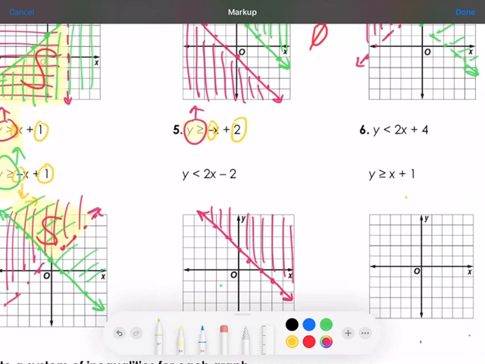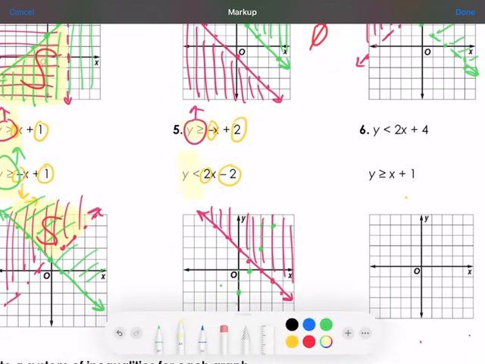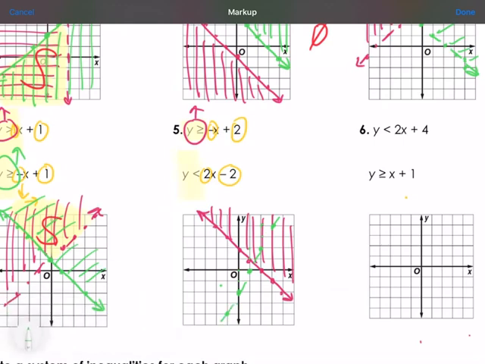For the second one here, it's also in slope-intercept form. I have an intercept at negative 2 and a slope of 2. So I'm going to start down here at negative 2. A slope of 2 means I'm going to go up 2 over 1. And down 2, down 2 over 1. Since y is less than, it's just a dotted line.